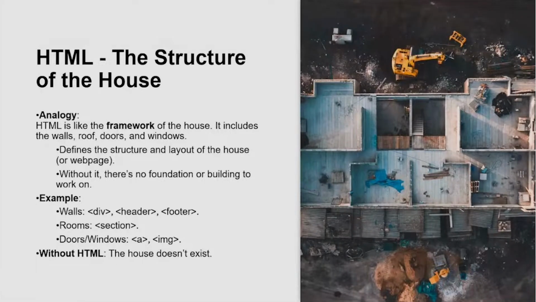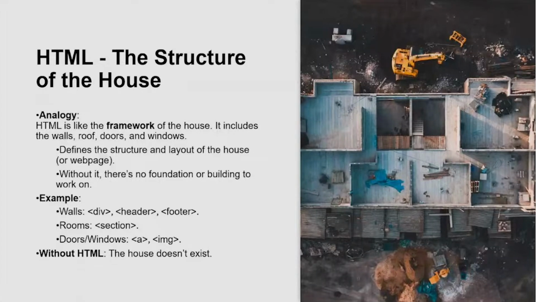The structure of the house means what type of walls we need to have, roofs, doors, windows. In the structure there is no shape for that particular house yet, but we can use it as a house because we mentioned the structure of the house.